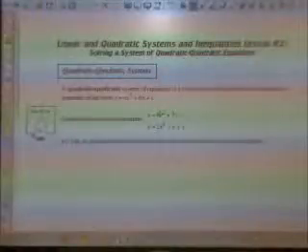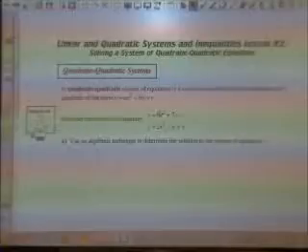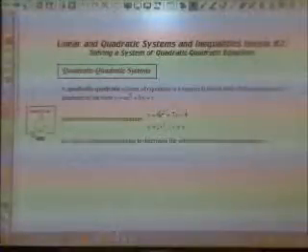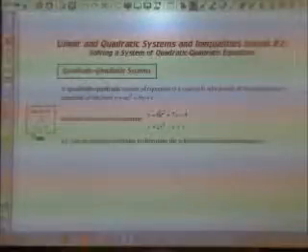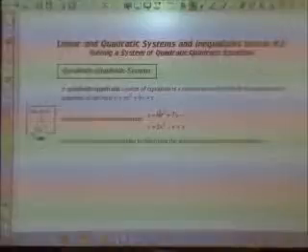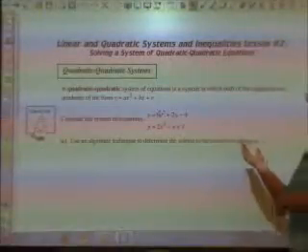So in lesson number 1, we looked at linear quadratic equations. So we looked at when a straight line intersects, or if it does intersect a quadratic equation. What we look at in this section is quadratic equations. So in a quadratic system, both equations are quadratics.